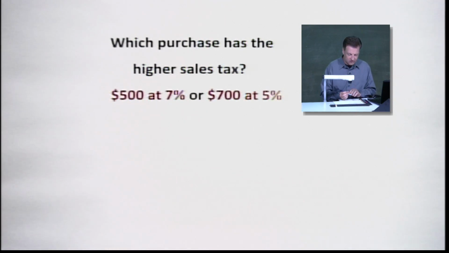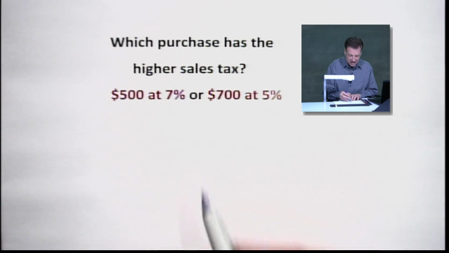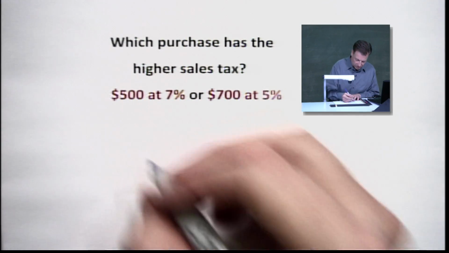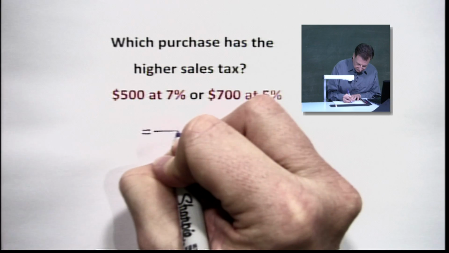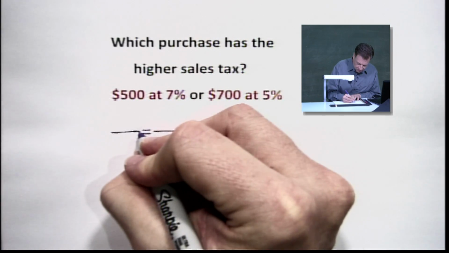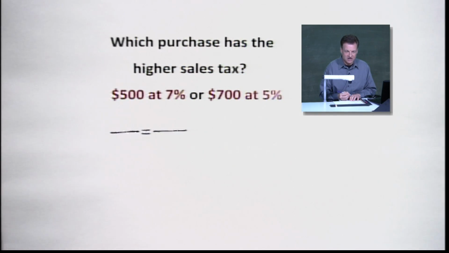So let's take a look at our first side over here. How about this $500 at 7%? So remember, we're going to set it up here. We're looking for a part, by the way. That's what sales tax is. It's not the total. It's not where you start. You finish with sales tax, all right?